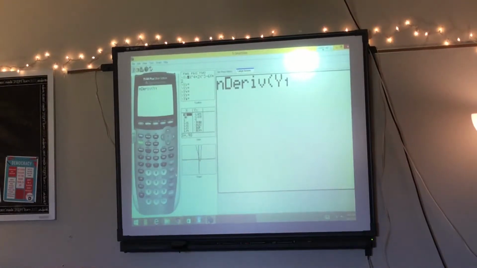Okay. So you go to nDeriv. You put the function in with the variables. You put a comma. You put x because that's the variable that you're using. You're finding the derivative with respect to x, comma, and then you put 2 because that's the value that we want to find the derivative at.